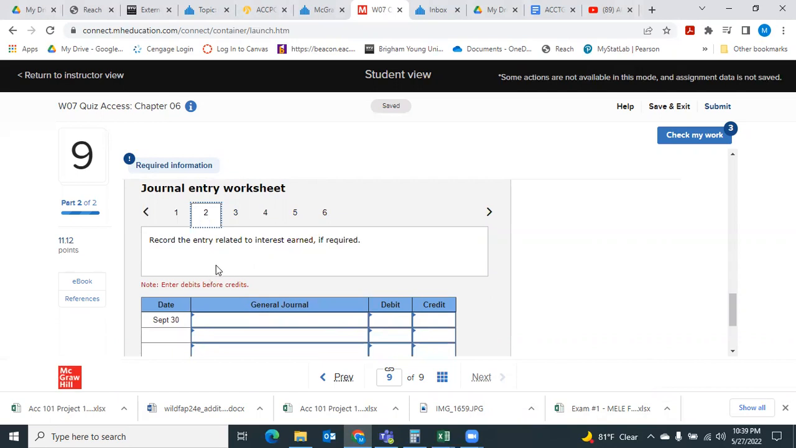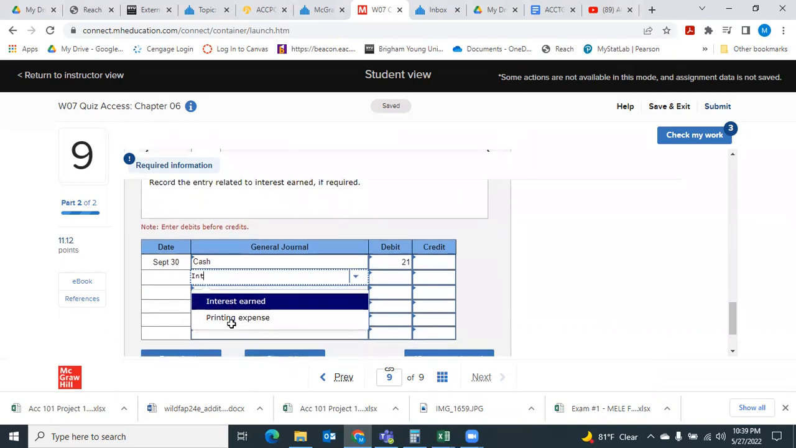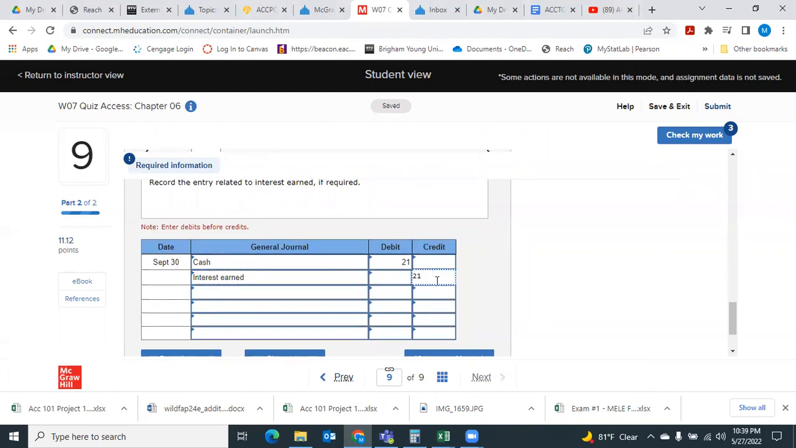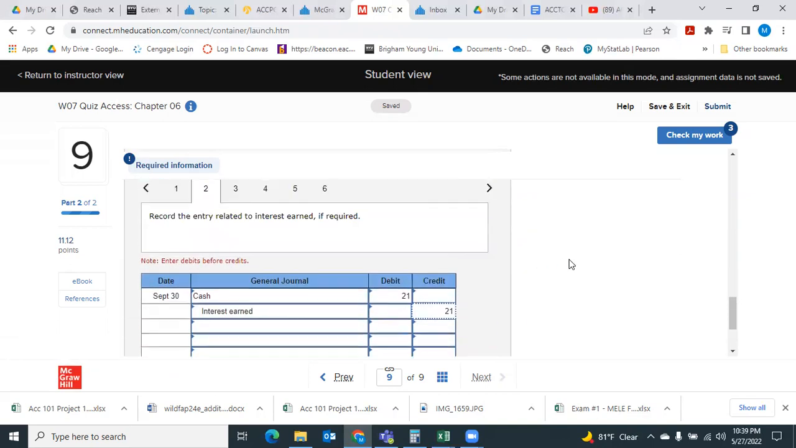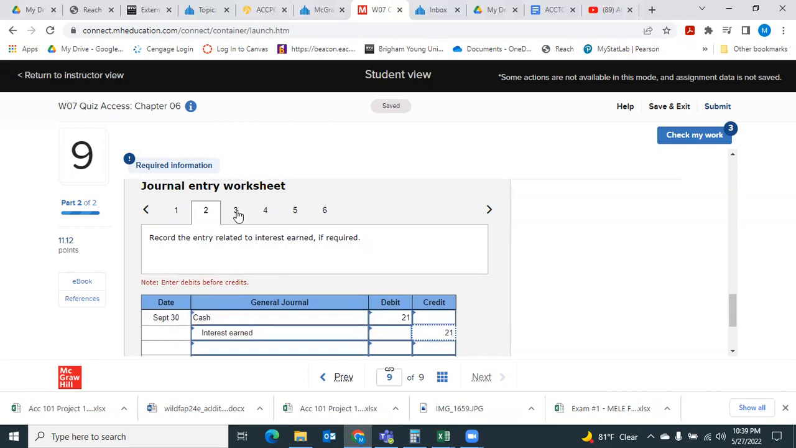This one says to record the entry related to the interest earned. So in this case, we'll say our cash went up, because we know this one happened, $21. And then our interest revenue, they call it interest earned, also increased by $21. So we'll debit cash and credit interest earned. Then we'll go on to 3.